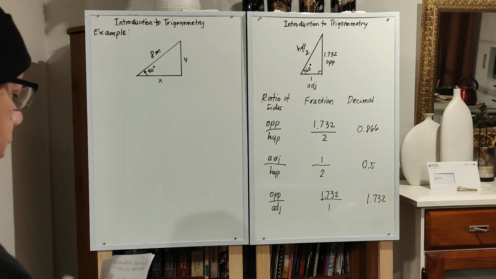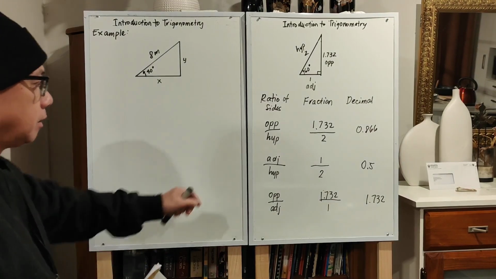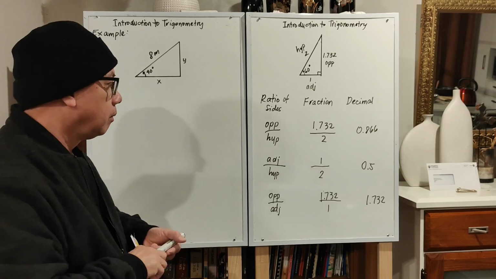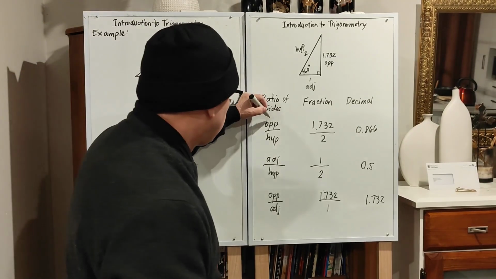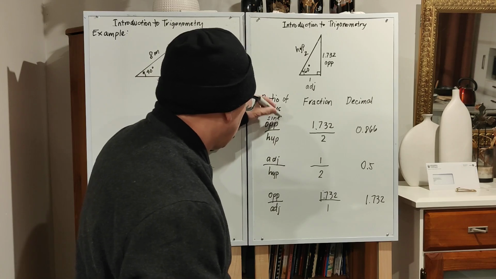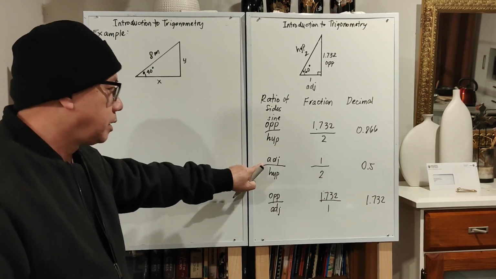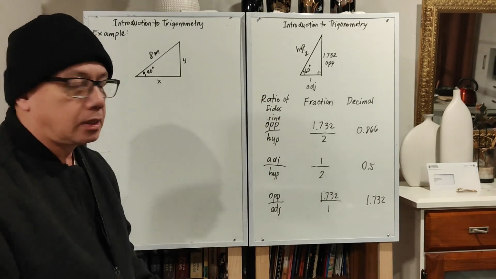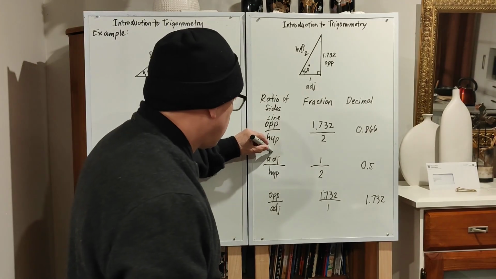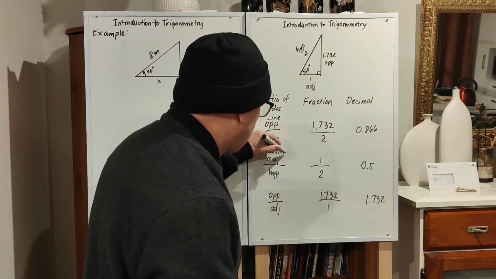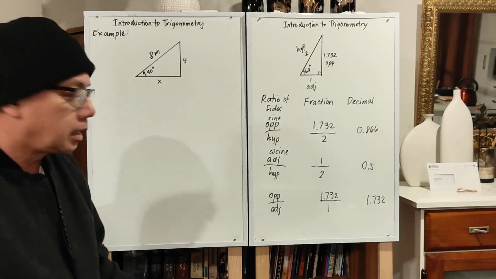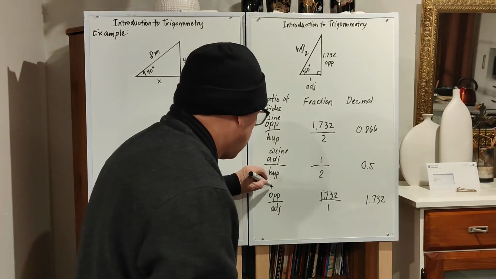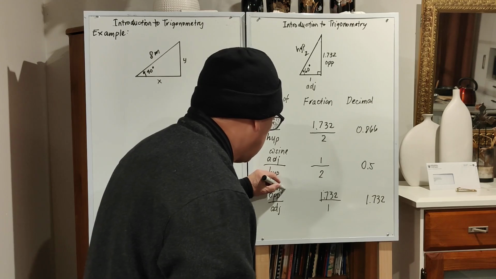Now, mathematicians have replaced these ratios with different names. The ratio of opposite over hypotenuse, they have named sine. The ratio of adjacent over hypotenuse, they have renamed it as cosine. And the ratio of the opposite over adjacent, they have renamed it as tangent.